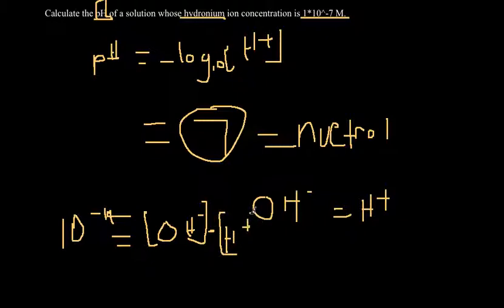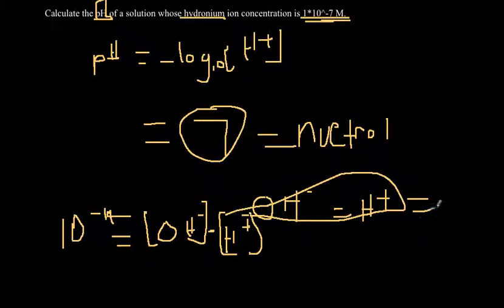So, given this, and given H plus is 10 raised to the negative 7, if you solve, you find that OH is also equal to 10 raised to negative 7, and these two are equal, and therefore it's a neutral solution. Because when they are equal, it's neutral, and therefore the answer has to be 7, which is neutral for both the pH and pOH scales.